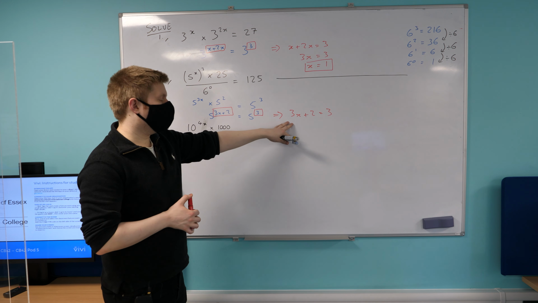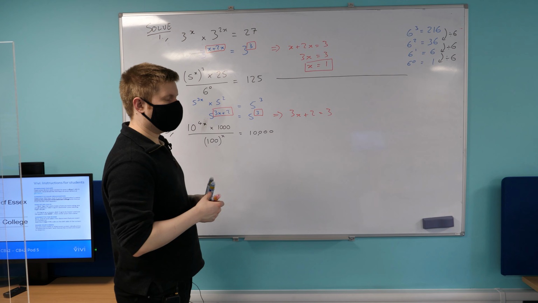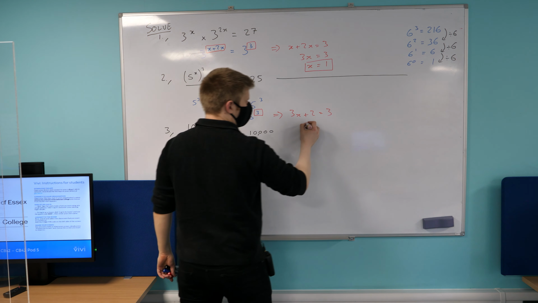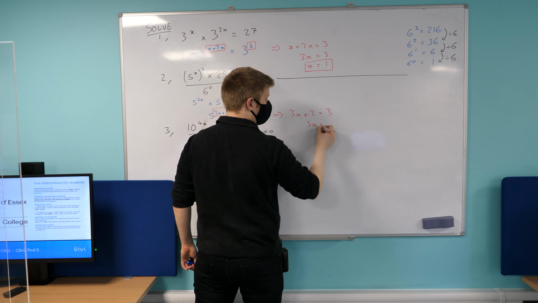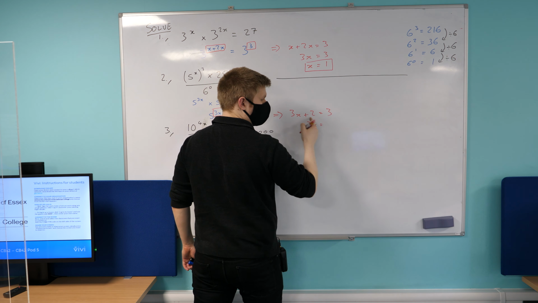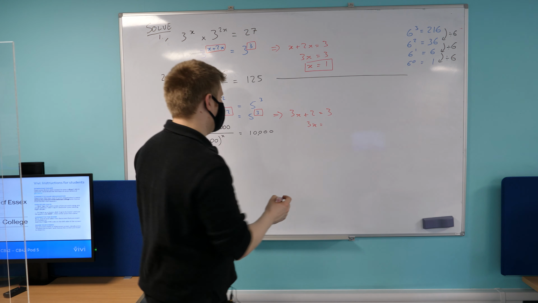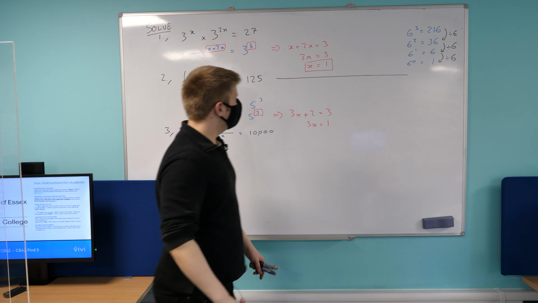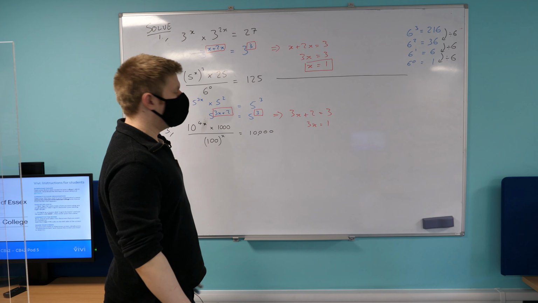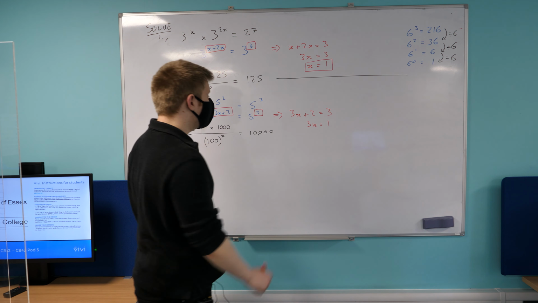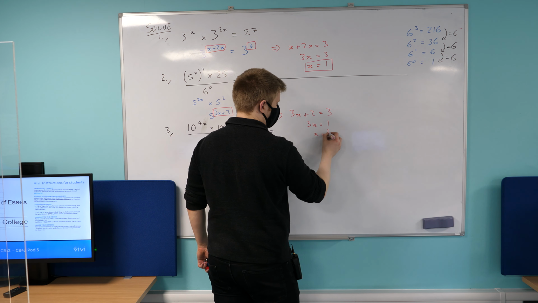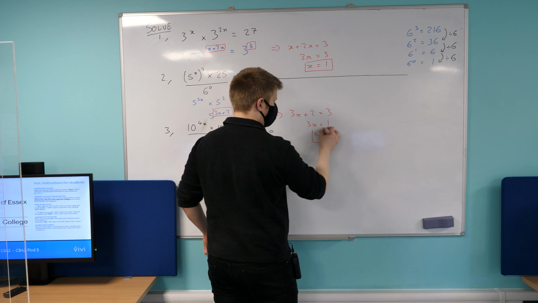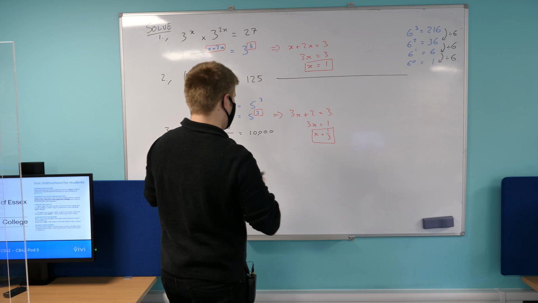Okay, so what can we do here? How can we solve this on the home stretch? 3x equals 1. Yeah, good. Take away the 2. And then it's 1 over 3. Good, so x equals a third. So divide both sides by 3. Well done. All right, good.